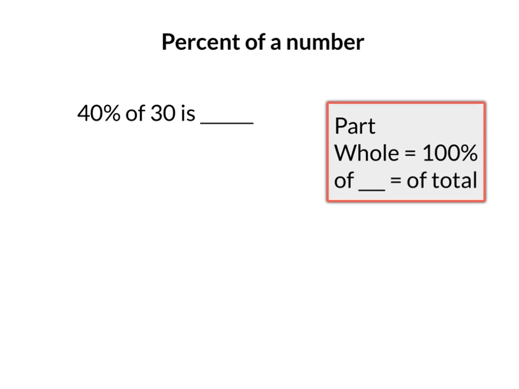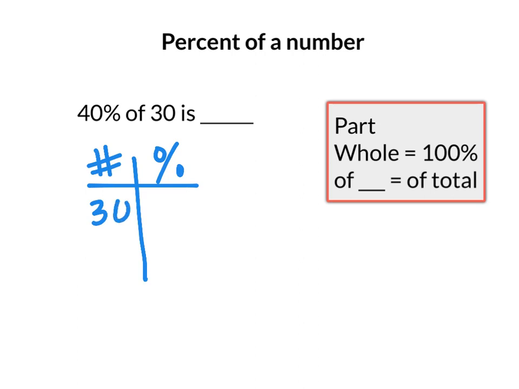So we're going to start by making a ratio table. And one side is going to be your number and one side is going to be your percent. It does not matter which side you do that in. So I know that I have of 30. So 30 is my number and that represents 100%. And I want to get to 40%. So to me, the easiest thing to do is to make your percent down to 10%. So 10% of 30 is 3.